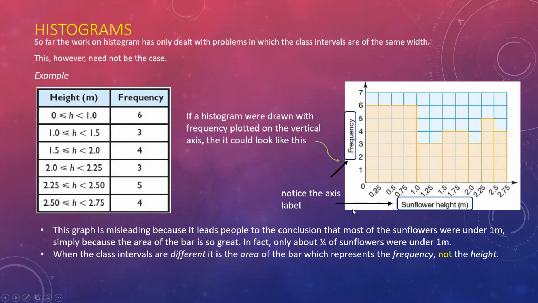So this graph is actually quite misleading. When the class intervals are different, the area of the bar will represent the frequency, not the height. If we still draw it this way, it's quite confusing and misleading. So instead of frequency, we plot something called frequency density on the vertical axis, which I'm going to show you in the next picture.